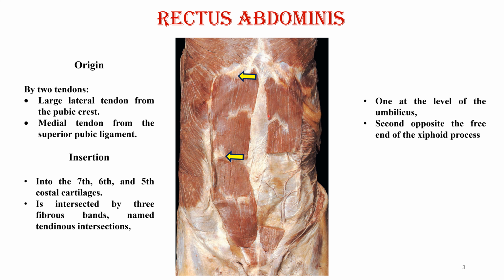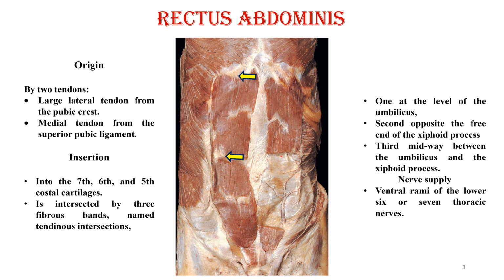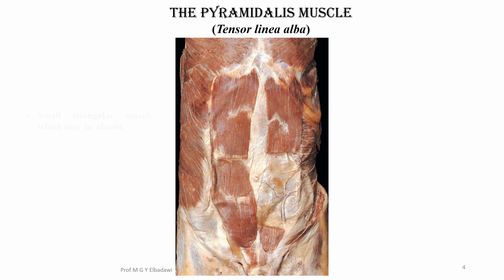One is at the level of the umbilicus here, the second opposite the free end of the xiphoid process, and the third midway between the umbilicus and the xiphoid process. These are the three tendinous bands. The nerve supply is the ventral rami of the lower 6 or 7 thoracic nerves.